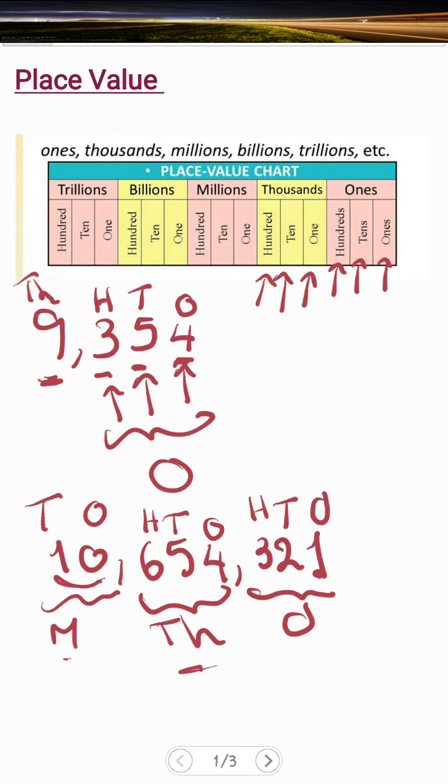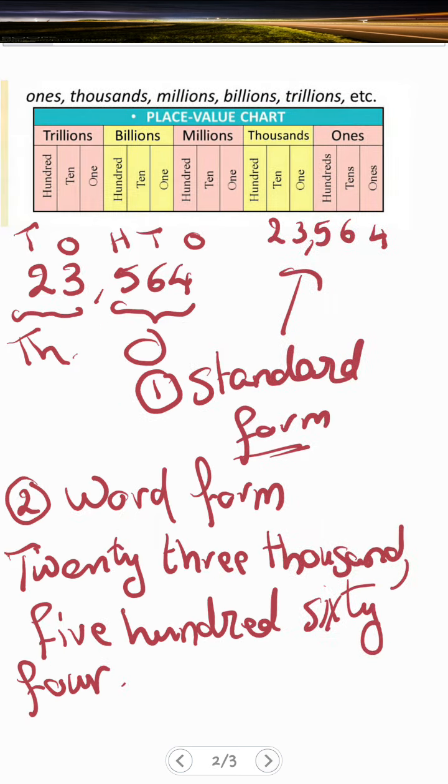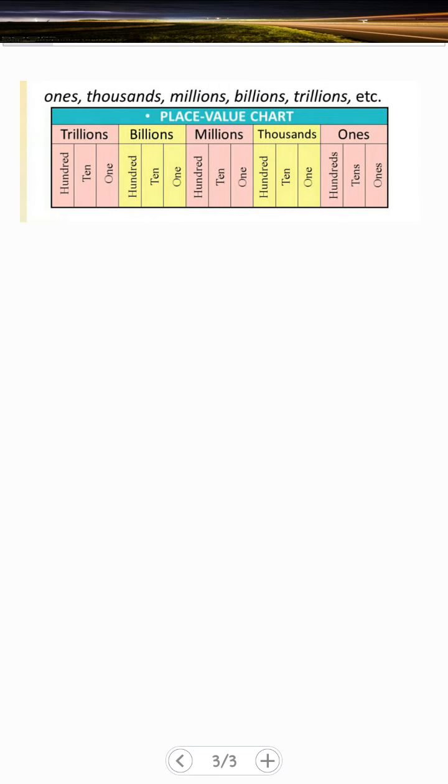If we go back here in this number, how do we write it in word form? We can write it as ten million, six hundred fifty-four thousand, three hundred twenty-one. The third form is called the expanded form.